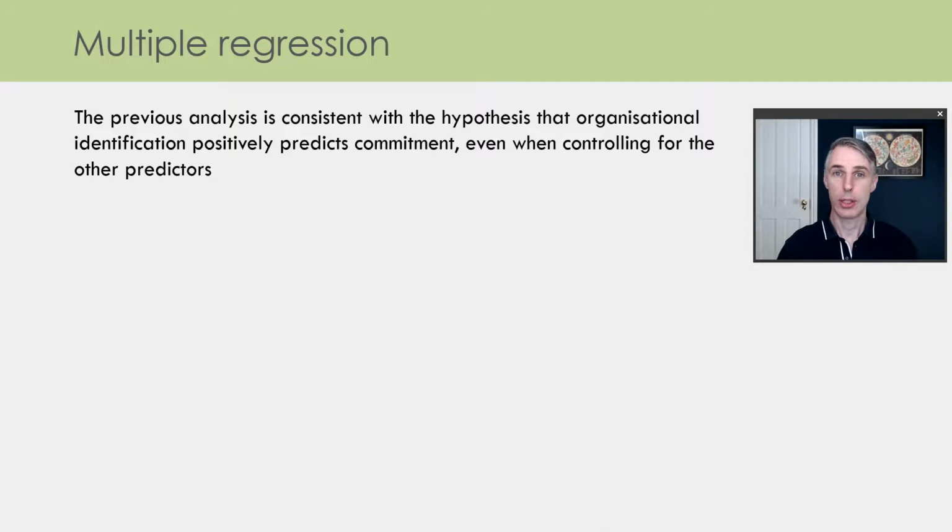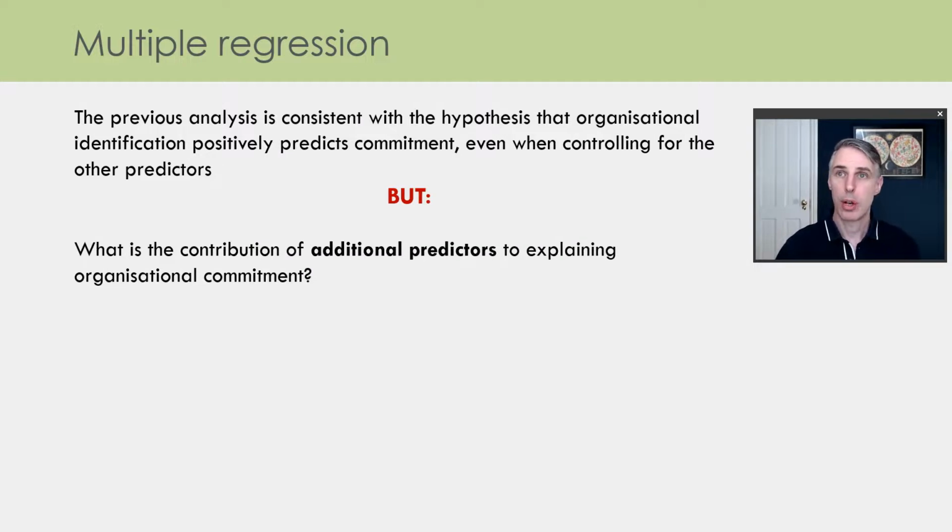Okay, so that's our takeoff point for today. And what we want to consider now is whether the researcher might want to know something a little bit further than the information that can be gleaned from the previous output. So that's certainly consistent, what we saw, with the hypothesis that identification would predict commitment even when adjusting for or controlling for those other predictors. But our researcher might also be interested in the specific additional contribution of individual predictors. So for example, how much variance in commitment is specifically attributable to identification.